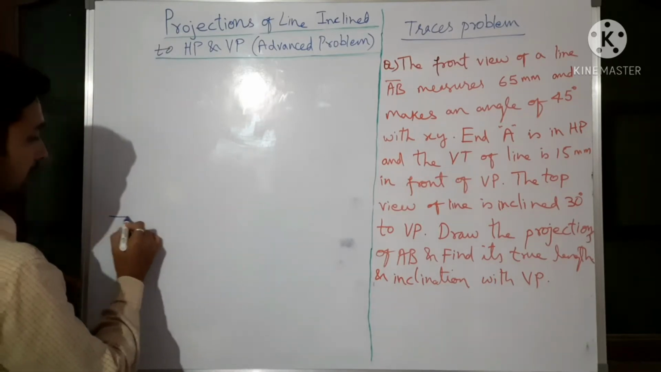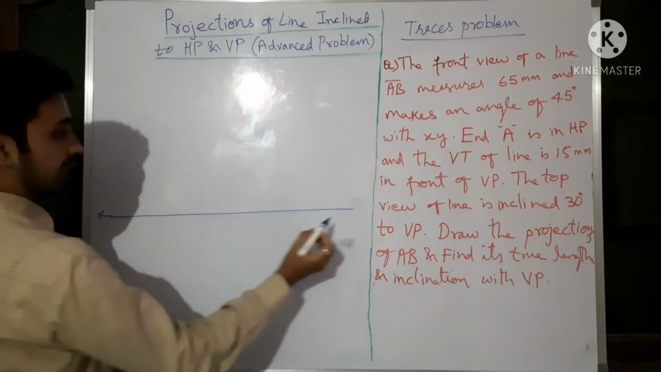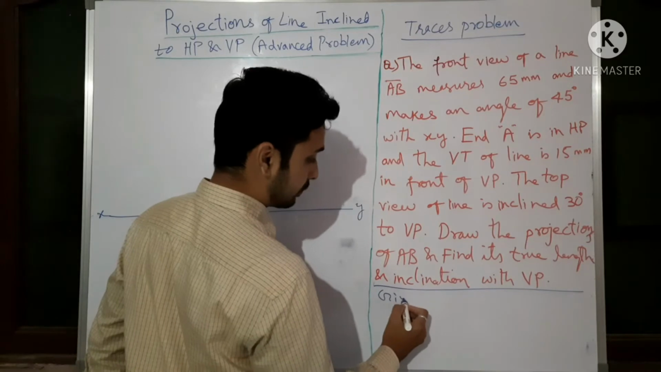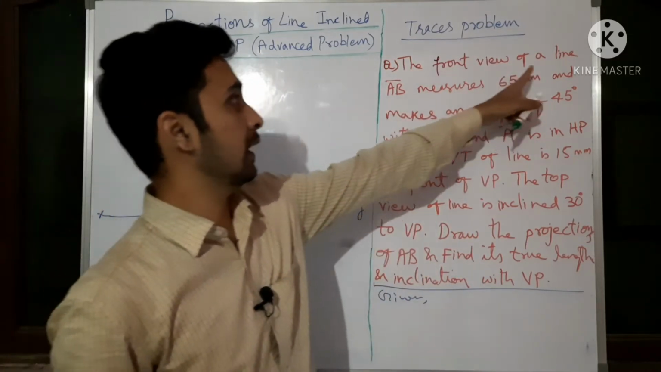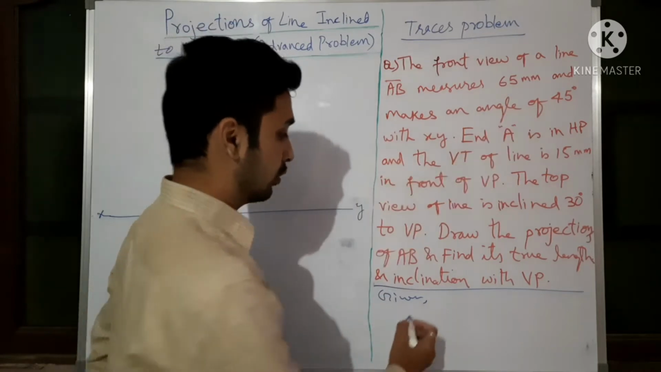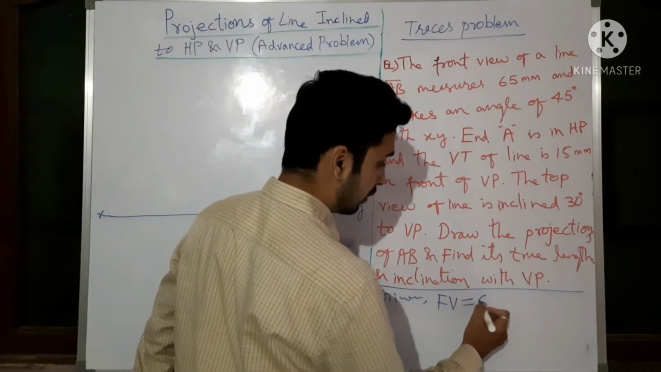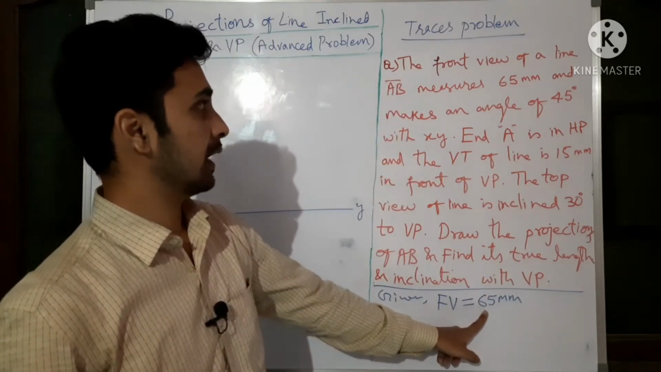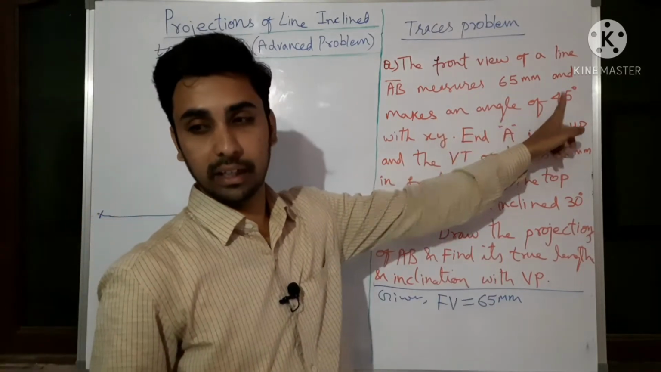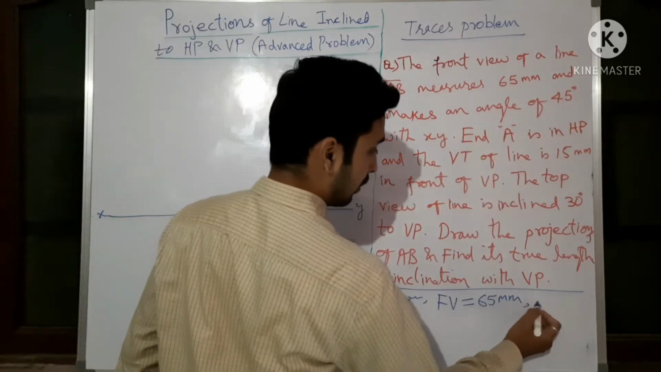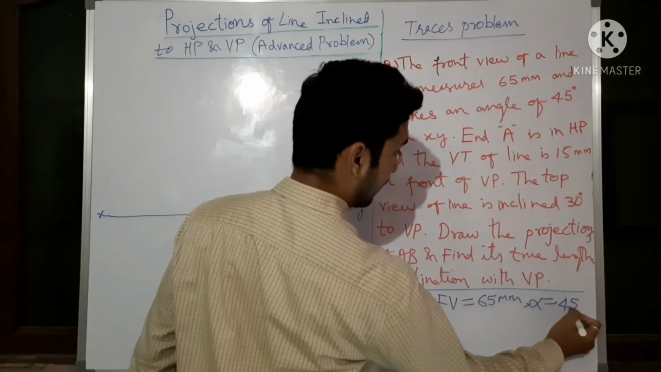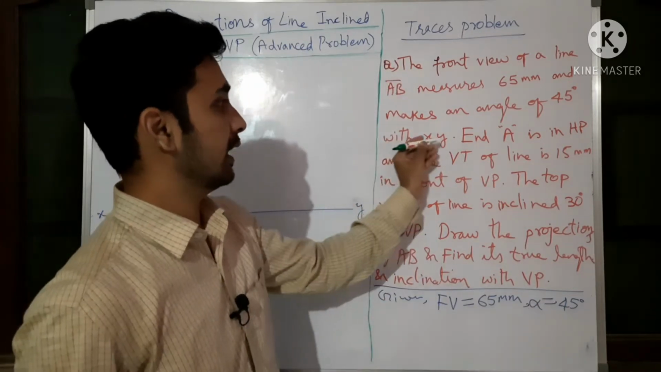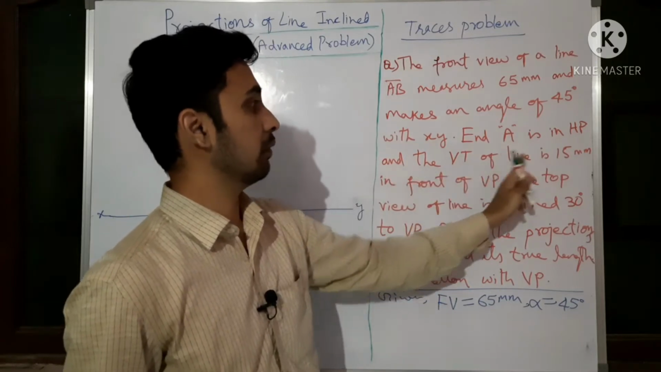First, what will we draw? We will draw the xy line, but before that we need to have the given data. Let us see the given data here. The front view of a line AB measures 65 mm. The front view of the line is 65 mm, which makes an angle of alpha equal to 45 degree with the xy line. And A is in HP and the VT of the line is 15 mm.